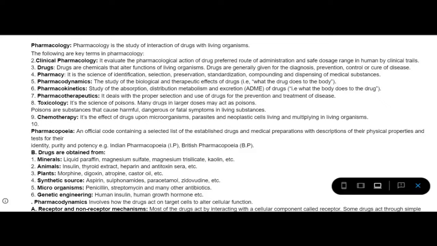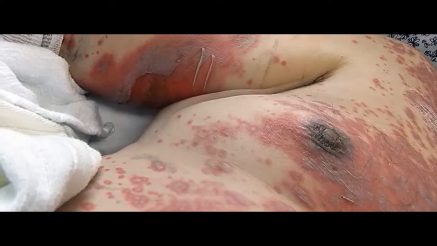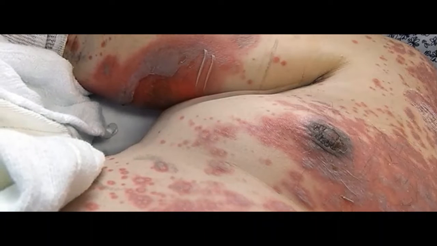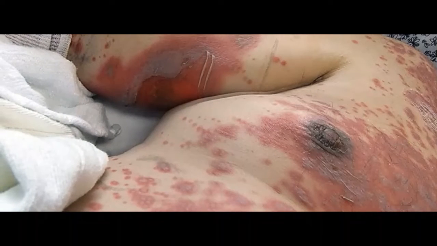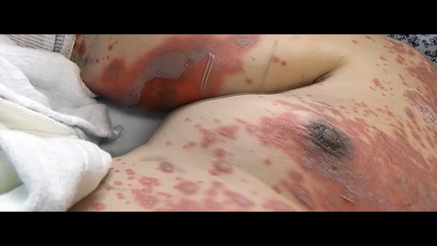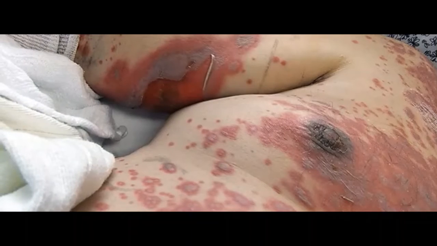For example, in overdoses, someone may end up with liver failure, kidney failure. That's what drugs can do to humans or living organisms.